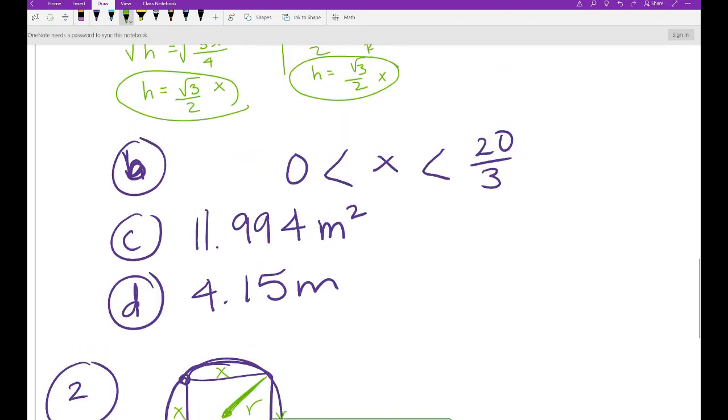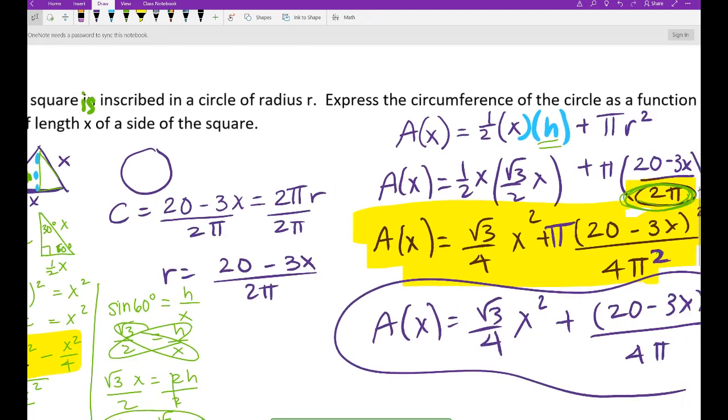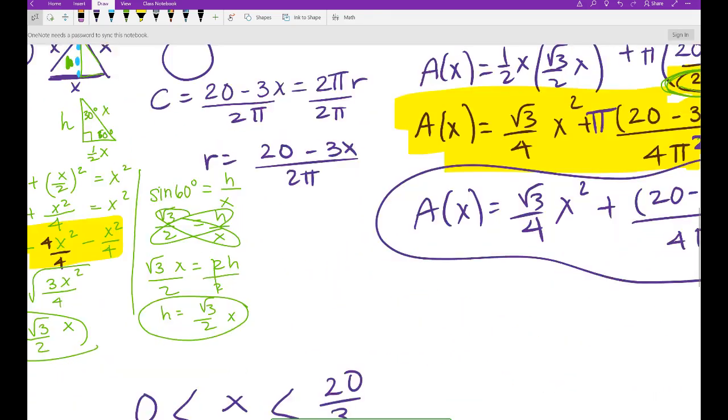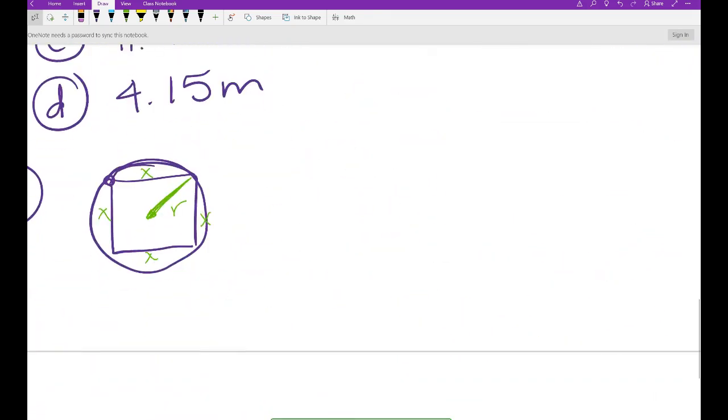What was the goal of this problem? Sorry, I don't remember. Express the circumference as a function of x. Okay. So circumference of a circle is always 2 pi r, but I can't use r, right?